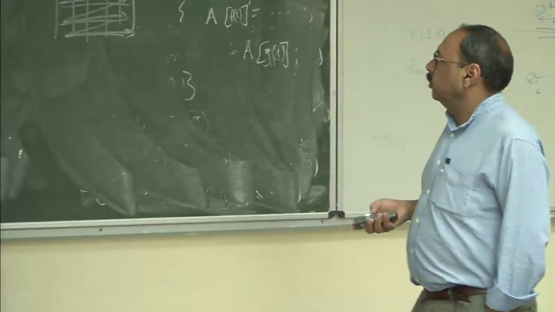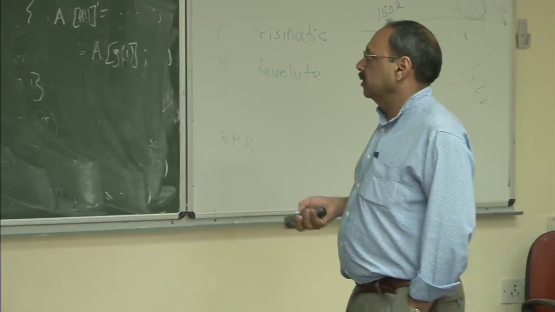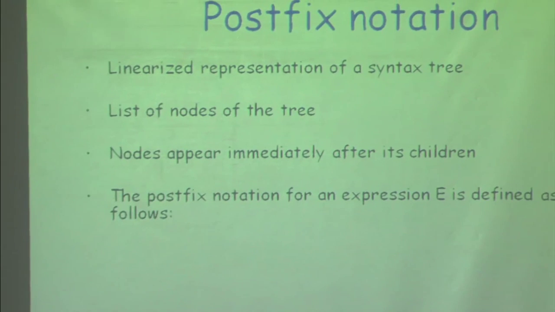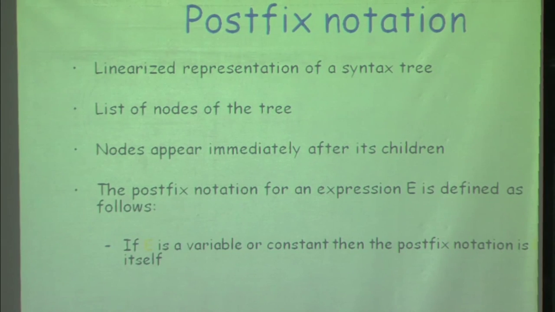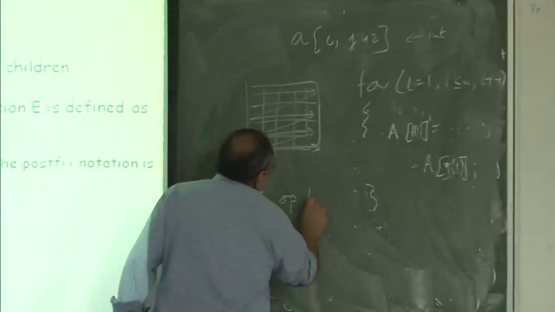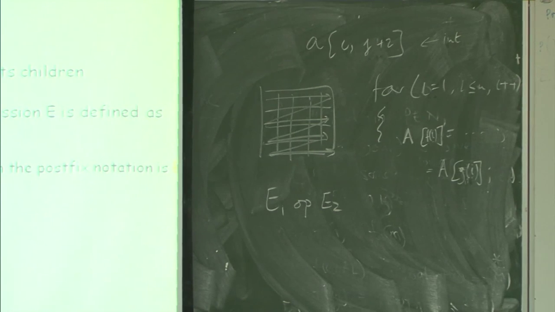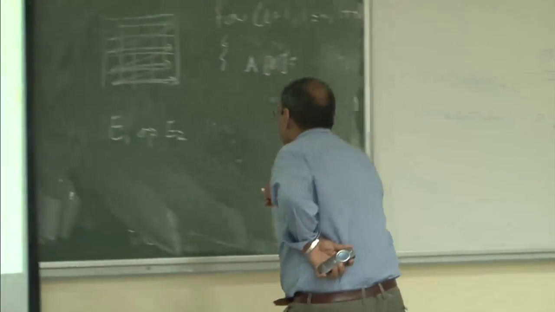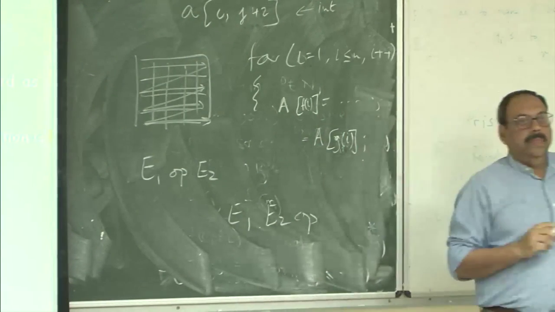So you have just the list of nodes of the tree, and nodes are going to appear immediately after its children. Right? You know about postfix traversal. Okay? So if I now say that I want to convert an expression E into postfix, how will I do that? Okay? If it's just a variable, then what is the postfix notation? The variable itself. But suppose I say that I have E which is of the form E1 op E2. What will be postfix of this? What will be postfix of E1 op E2? E1, E2, op. Is this correct?